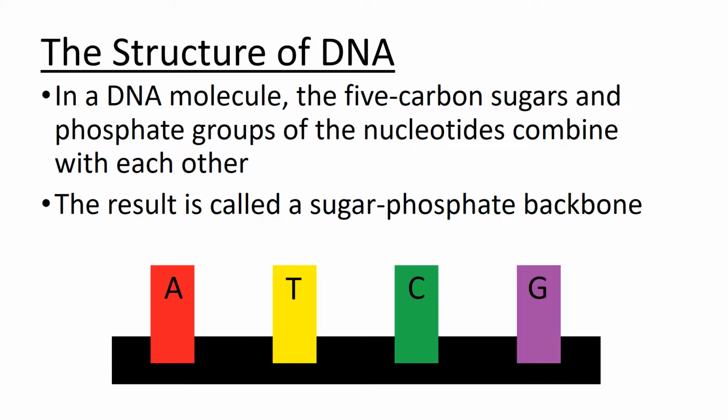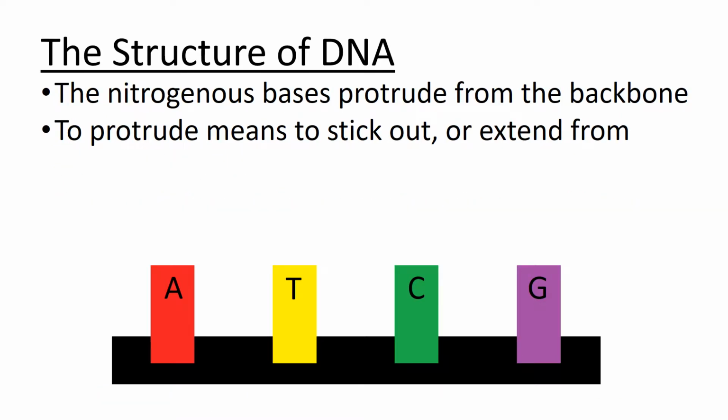In a DNA molecule, the 5-carbon sugars and phosphate groups of the nucleotides combine with each other. And the result is called a sugar-phosphate backbone. And so we have that down here represented in black. This is our sugar-phosphate backbone. The nitrogenous bases protrude from the backbone. To protrude means to stick out or extend from. So we have our adenine, our thymine, our cytosine, and our guanine sticking out from the sugar-phosphate backbone.